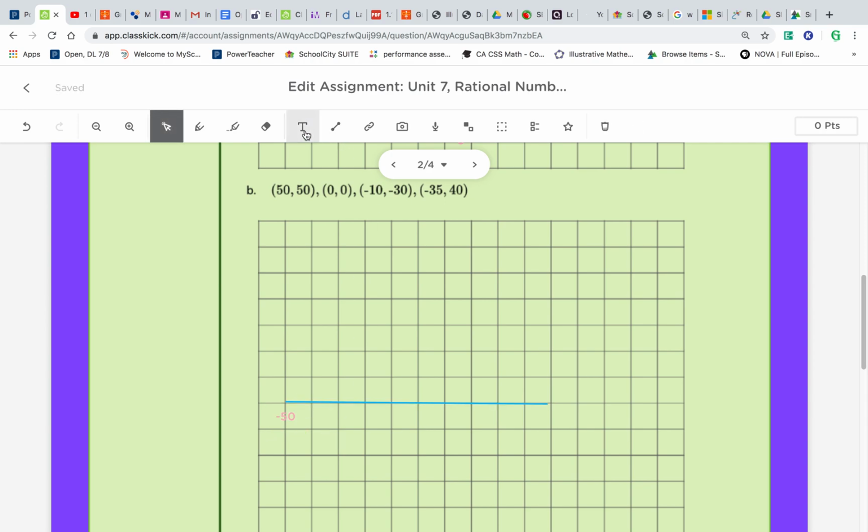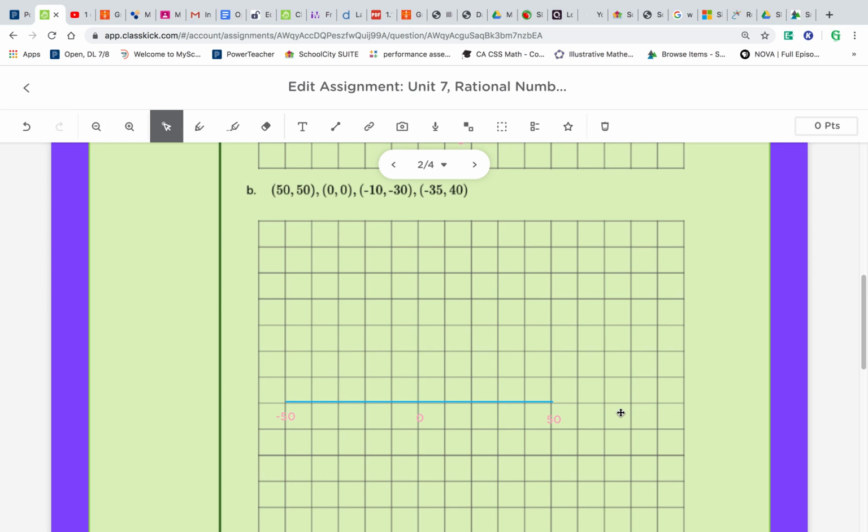And then we're going to count to make sure we have 0 in the right place. So if this is -50 here, this is -40, this is -30, -20, -10, 0. And then assuming that's correct, we know that this is going to be 10, 20, 30, 40, 50. So this is going to be 50. Okay, and maybe extend the line just a tiny bit to get to there. All right, so we have that set up.